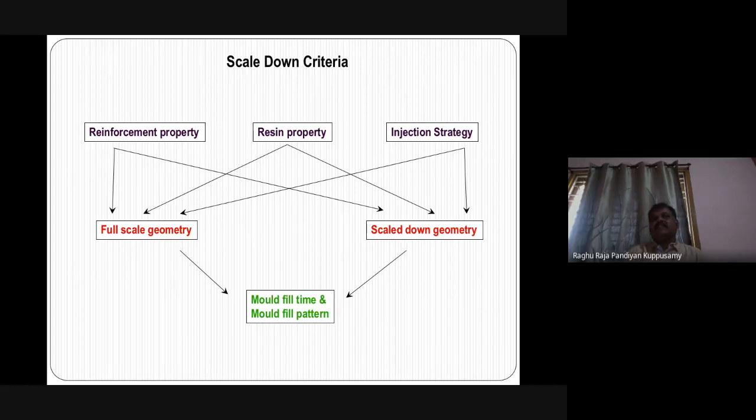But what is my benchmark? What is my basis to compare the full scale and scale down? I should get the same mold fill time at full scale geometry as well as scale down geometry. That is one criterion. Another is the mold fill pattern. I have shown how the mold flow front progresses as a function of time, so that also has to be matched. When I match mold fill time as well as mold fill pattern for full scale and scale down geometry, I can say that I have developed a scale down criterion to validate the experimental results.